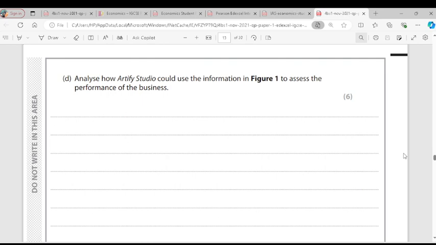Another way Artify could use the gross profit is to know if the costs are reducing. So if your gross profit for last year is more than the gross profit of the present year, it means you have incurred more cost in terms of sales. Do you get it? So this makes you think about what to do next to reduce your cost going forward. So that's about gross profit margin. Is it clear? Yes. We go to question E.